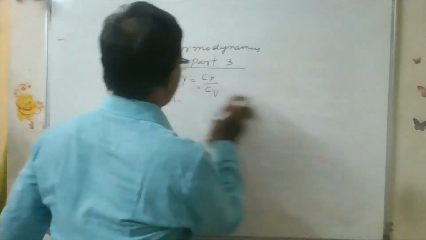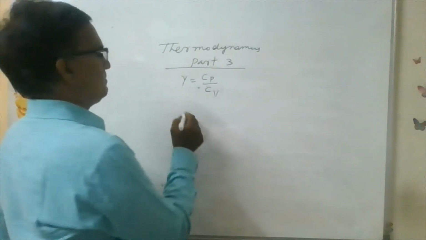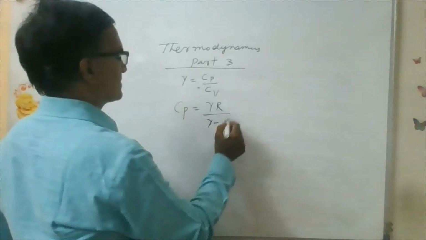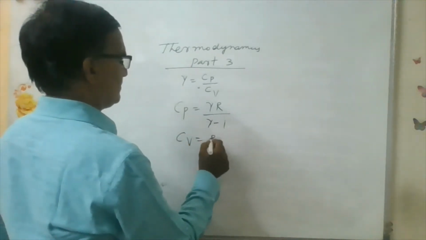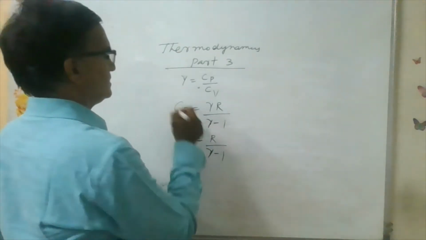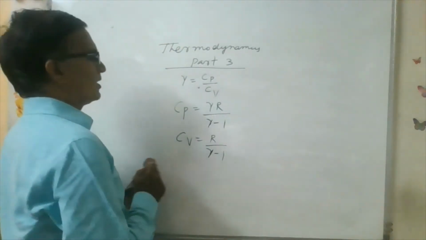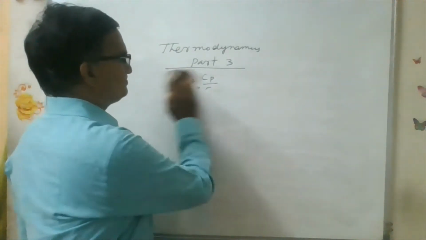And next, the Cp-Cv relations. Cp is equal to gamma R by gamma minus 1. Cv is equal to R by gamma minus 1. This relation also we are going to use.